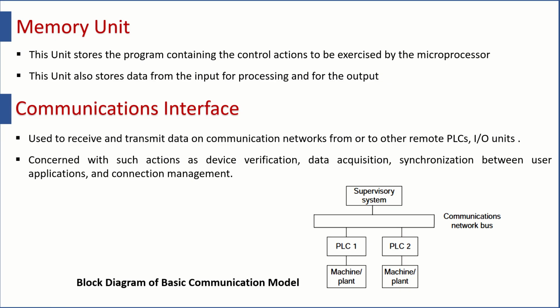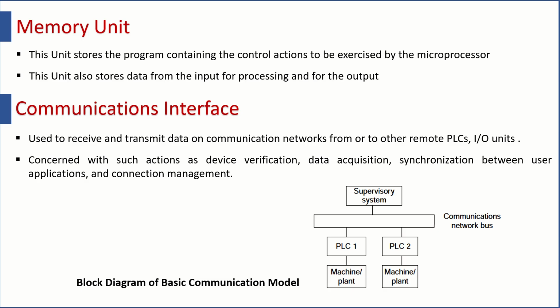Let us see what is a memory unit. The basic function of this unit is to store the program that contains the control actions to be exercised by the microprocessor. Another purpose of the memory unit is to store data from the input for processing, and data ready for the output, for controlling purposes. So mainly it stores the program and stores the data. This is the basic operation of a memory unit in a PLC.